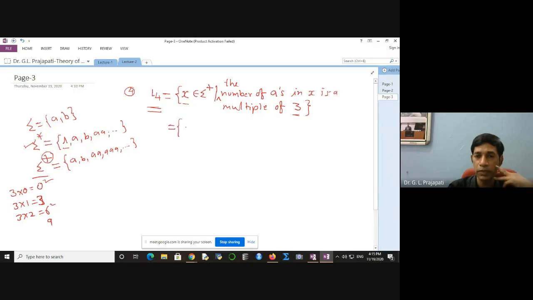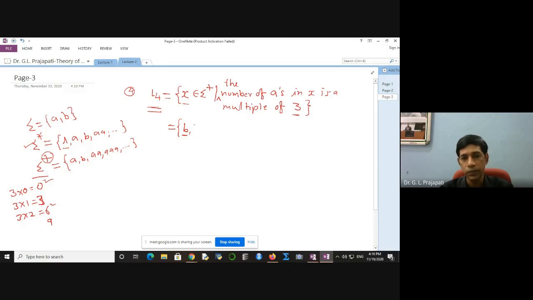So what are the strings in this language? You can list some strings. Say I am writing B. This is the smallest possible string in this language. Why is it B? Because the condition says that the number of A's in X is a multiple of 3. Here you have only the string B, and how many A's? You have 0. So this is a valid string of this language.